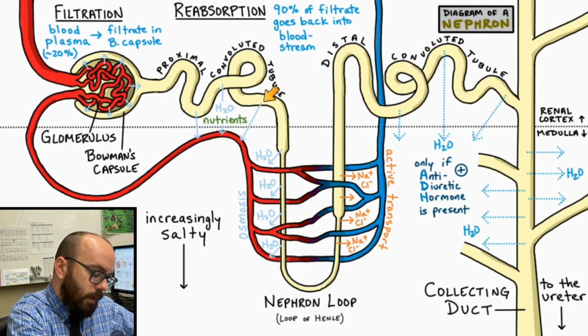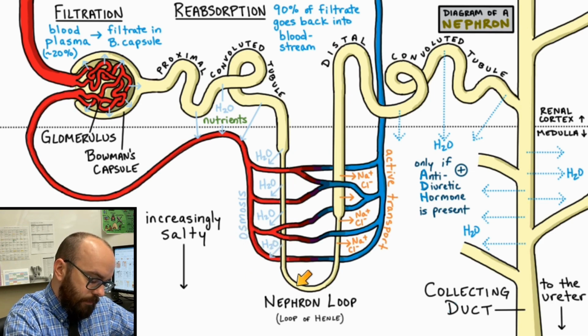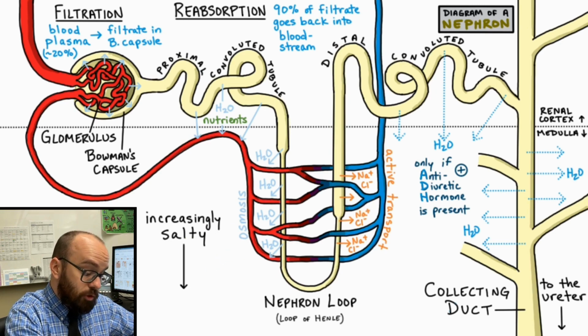The filtrate will travel down the descending nephron loop, where more water is going to diffuse out in the process of osmosis because this medulla is very salty. So water is going to diffuse out back into the bloodstream here. As the filtrate goes up the ascending nephron loop, sodium and chloride ions are going to get actively transported, or pumped, out of the nephron loop, which is what caused this medulla to be salty in the first place, which is driving the osmosis happening in the descending loop.